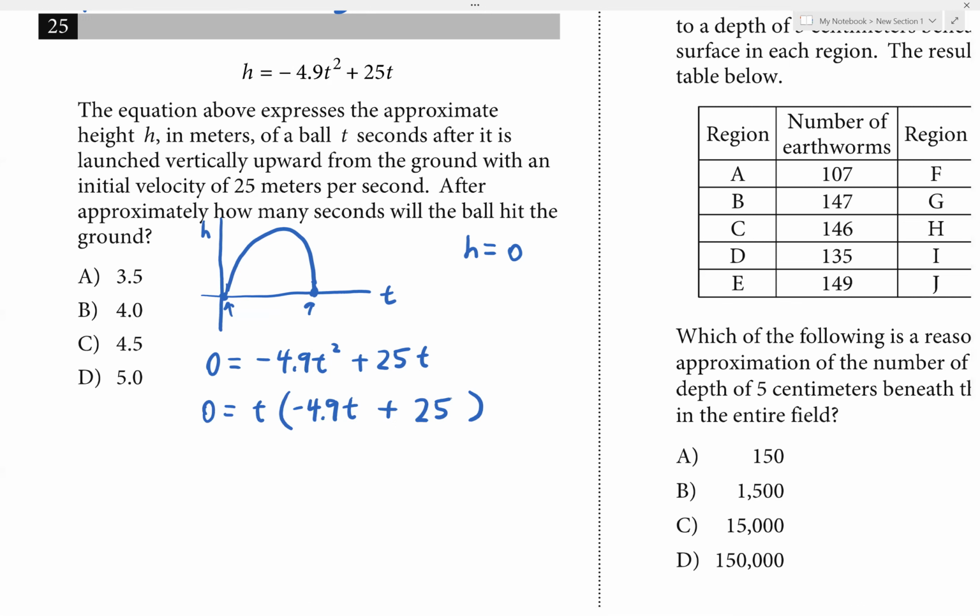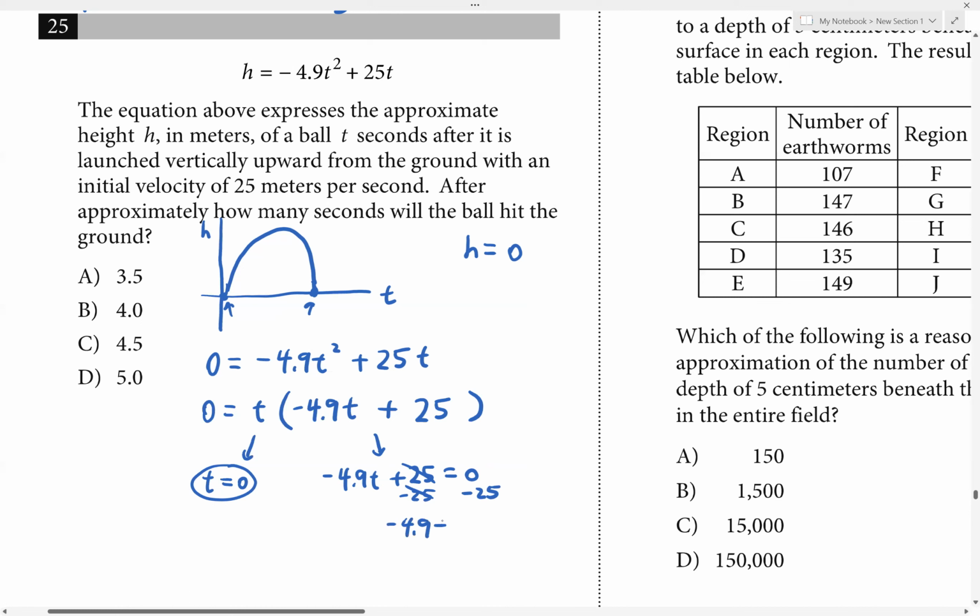After we factor it and set it equal to 0, to solve for t we can set each factor equal to 0 and solve. The first one is just t equals 0. For the second factor, we set it equal to 0. This is called the zero product property. Once we factor it, we set each factor equal to 0 and solve. So we get negative 4.9t plus 25 equals 0. To solve for t, we subtract 25 and get negative 4.9t equals negative 25. Then divide by negative 4.9 on both sides.